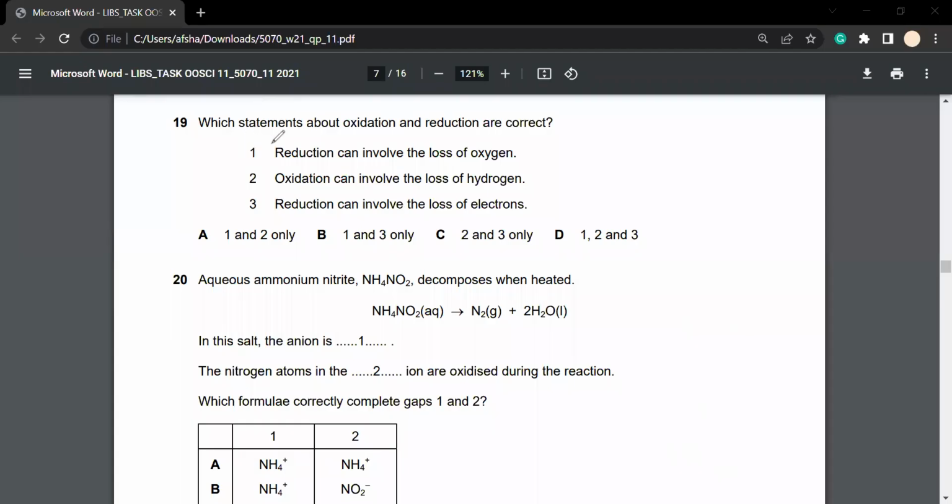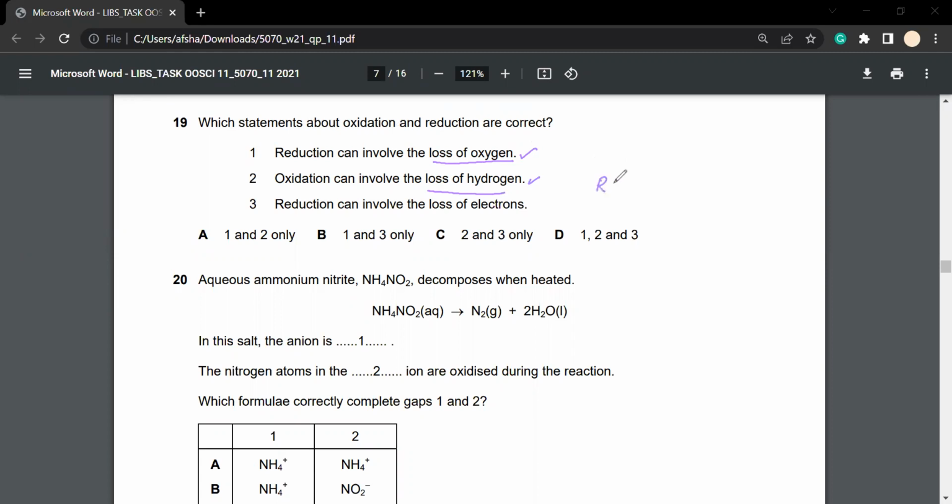Question number 19 is about redox reactions. Which statement about oxidation and reduction is correct? So, reduction can involve the loss of oxygen. Yes, that's correct, because when you remove oxygen, that's basically reduction. When you remove hydrogen, yes, that's oxidation.